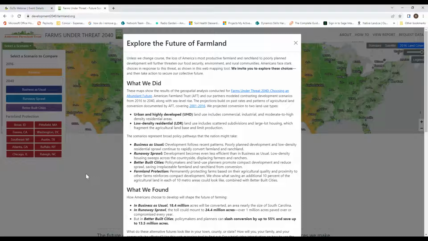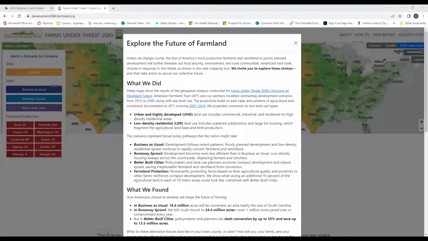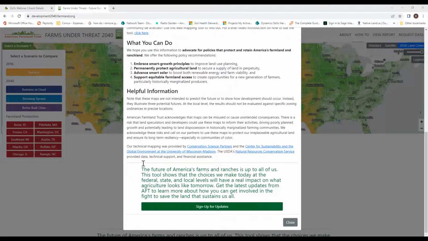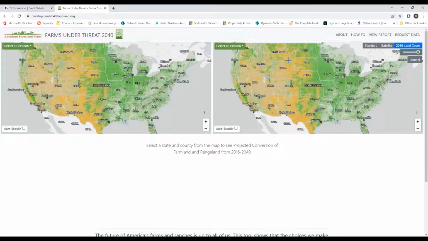So here we are now in the website, and Beth will at some point put into the chat the link to the website so you have it at your fingertips. When you get there, this is the cover page that comes up, which talks about what we did and what we found. Essentially, it talks about what I've just walked through. To get out of this, you just click that little X in the upper right-hand corner.